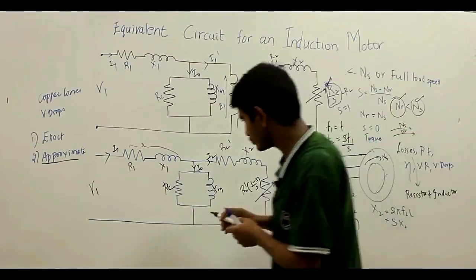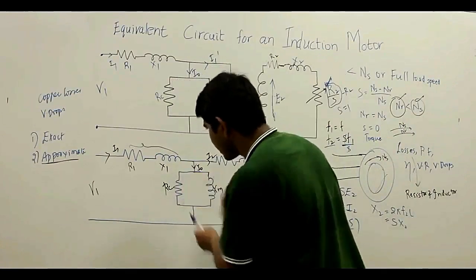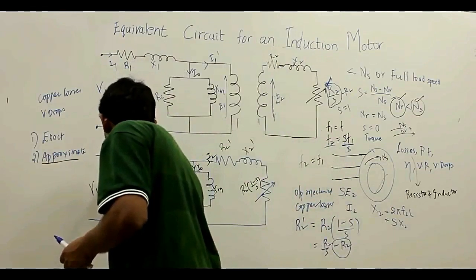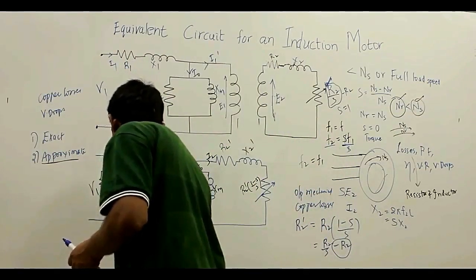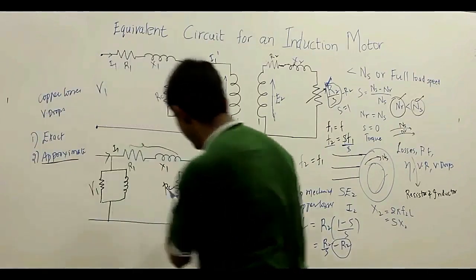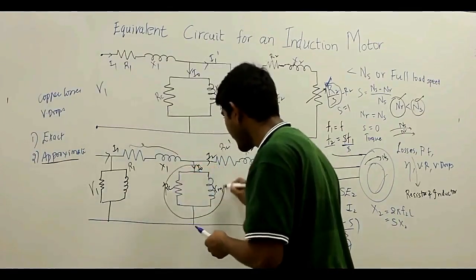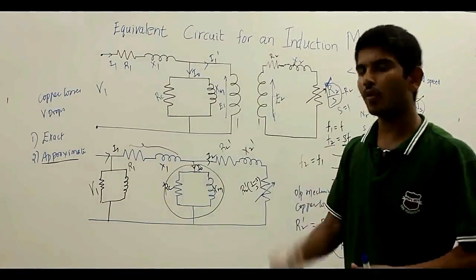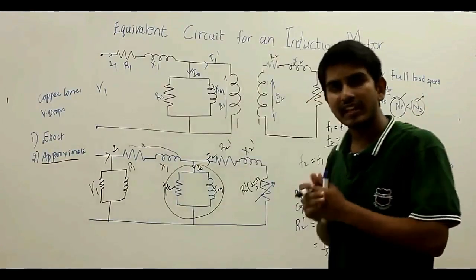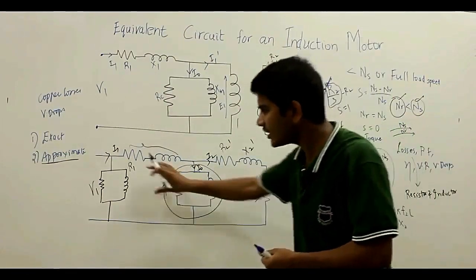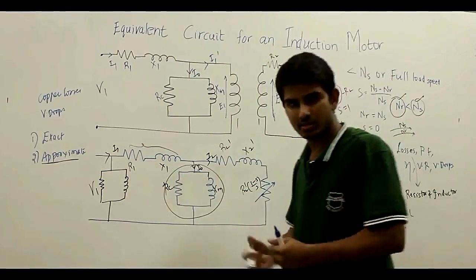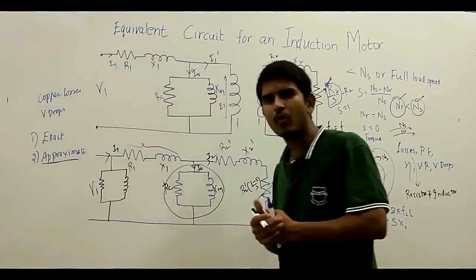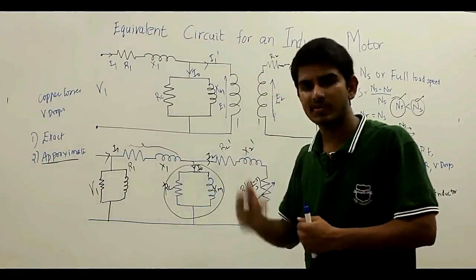So at no load, I will shift this shunt branch here. That means this will be my new approximate model. By shifting this shunt branch to the primary side, as we have considered a condition that is at no load, the drop across the stator impedance can be neglected, and this approximate model is just to simplify our calculations, but this approximate model is not appropriate because of some reasons.